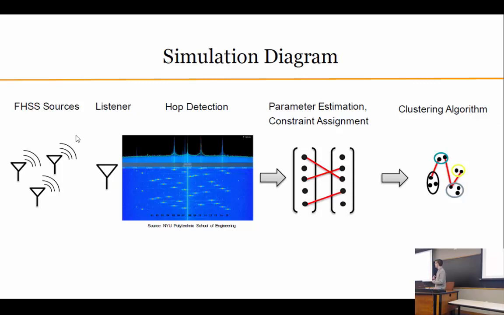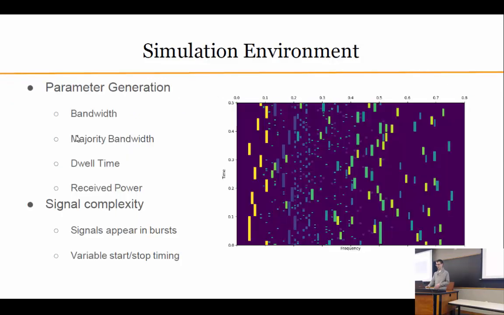And the constraint assignment is what actually helps the algorithm that I'm using in separating these signals. And you can see the clustering algorithm, that's basically what it does. It finds groups of similar parameters and groups them together. So a few of the parameters that I'm looking at, and this plot here is the parameter generation that I'm using.